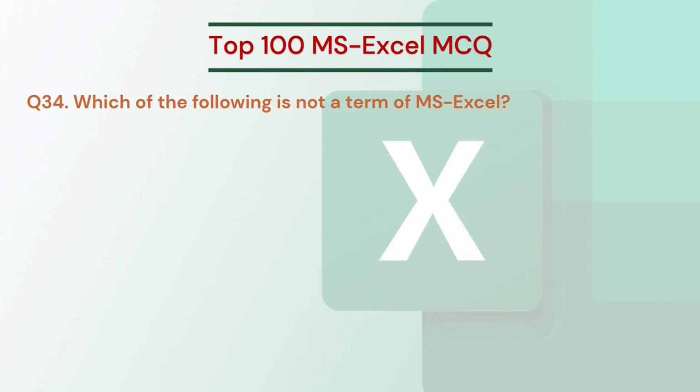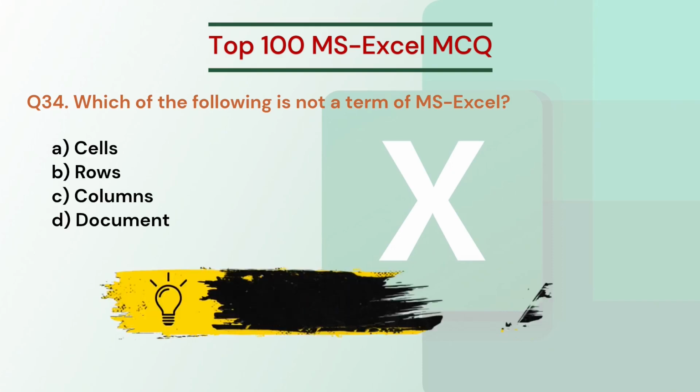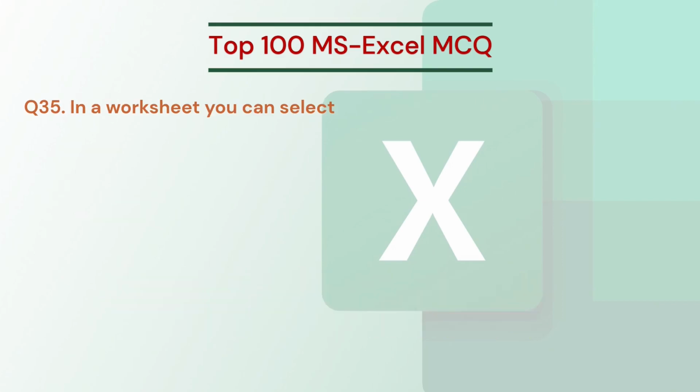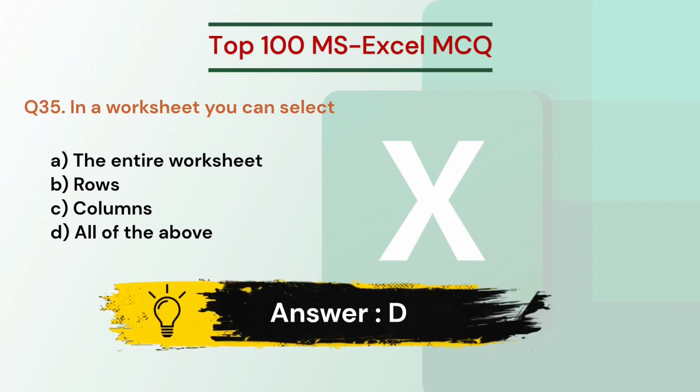Which of the following is not a term of MS Excel? A. Cells. B. Rows. C. Columns. D. Document. Correct answer is D. Document. In a worksheet, you can select A. The entire worksheet. B. Rows. C. Columns. D. All of the above. Correct answer is D. All of the above.